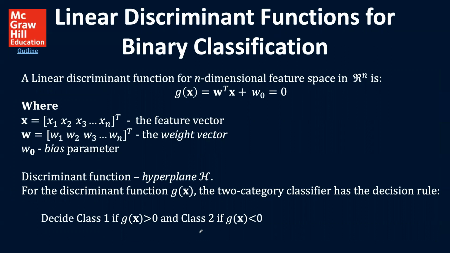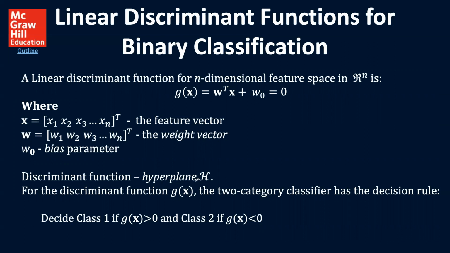So a linear discriminant function for n-dimensional feature space in Rn is given by g(x) = w^T x + w0 = 0. And then we have the feature vector, the weight vector, and the bias parameters that we're seeing for the elements of that equation. The discriminant function, we can be thinking of in terms of a hyperplane H.